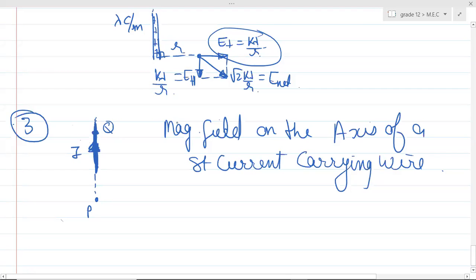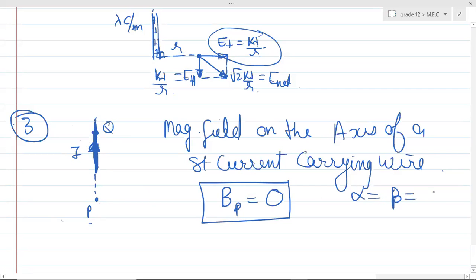Yes. So always remember, the magnetic field on the axis of a straight current carrying wire, at point P, will always be 0. Why is it 0? Because in this case, alpha and beta are both 0. Okay? Is it clear, guys?